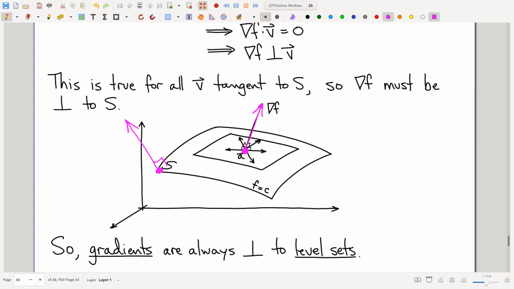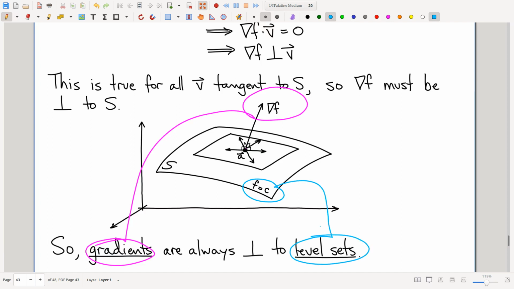Another thing I want to be emphatically clear about: when I say that gradients are perpendicular to level sets, I should be clear. Gradients are perpendicular to level sets of the same function, right? So if you're looking at a graph of one function, you can't relate that then to a gradient of a different function or vice versa. It's got to be the same function. Does that make sense?